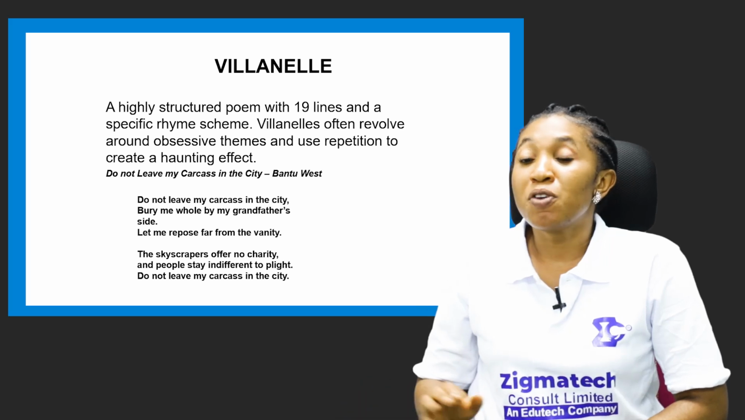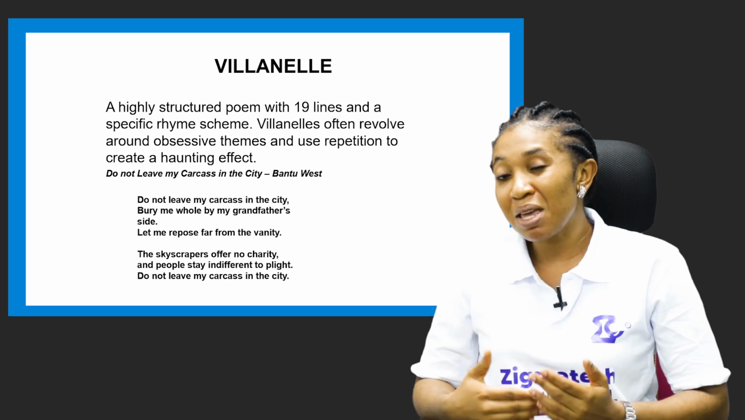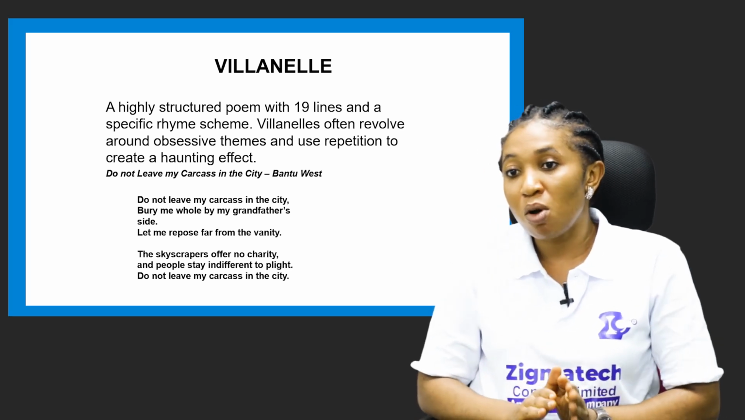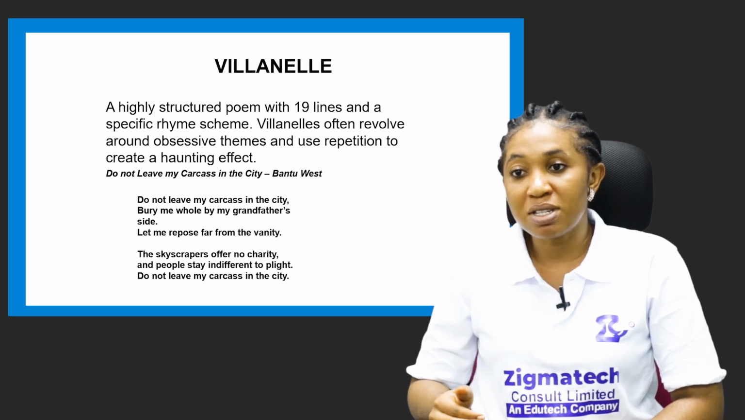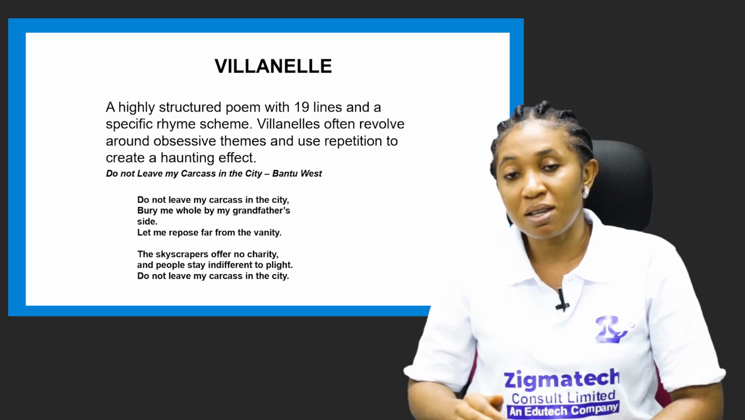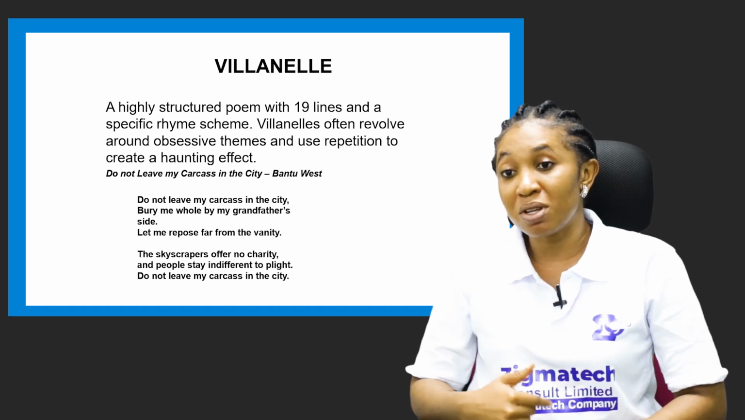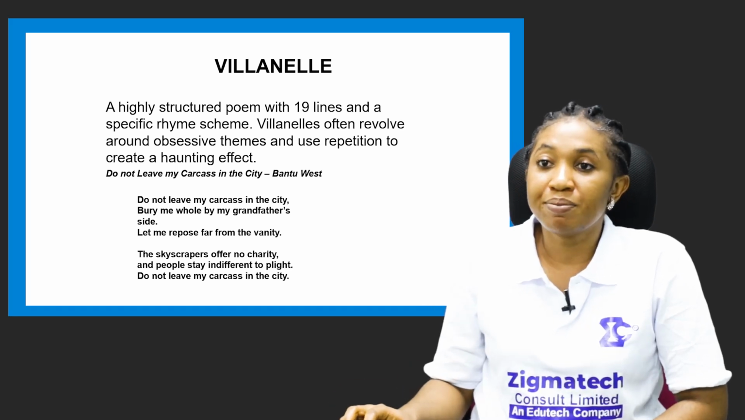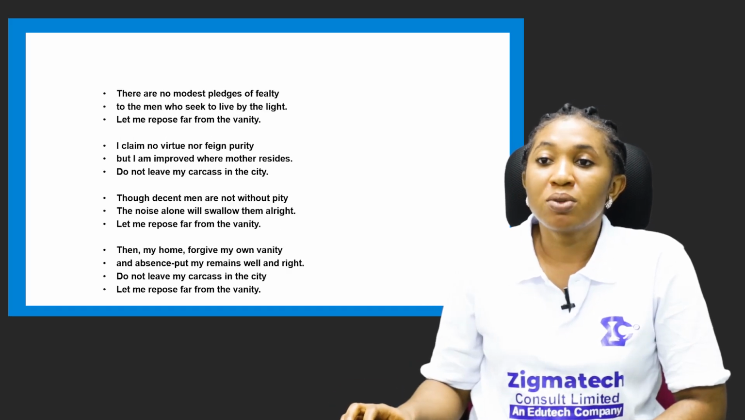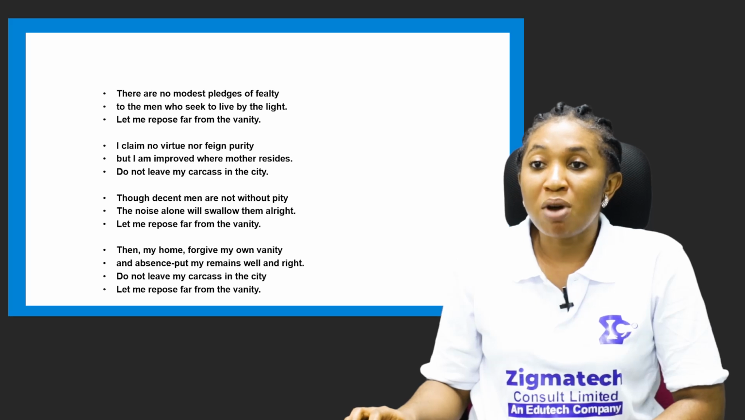All right. So if you continue that way, you also see that the rhyme pattern is almost similar. In the second stanza, you have charity, plight, city. So you have the first line of the second stanza rhyming with the third line of the second stanza. Okay? So this is the rest of the poem. You go through it and then look at the rhyme scheme.